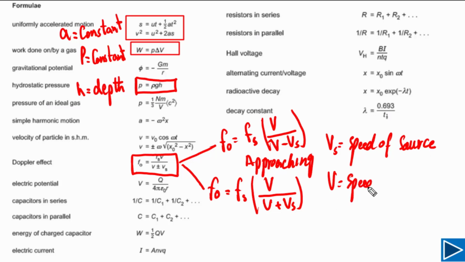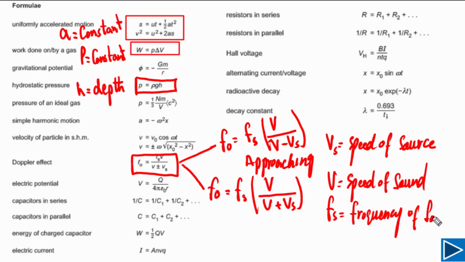So this will be given to you, speed of sound. Fs is the frequency of the source. F naught here is the observed frequency, meaning the frequency heard by the observer, or simply observed frequency.